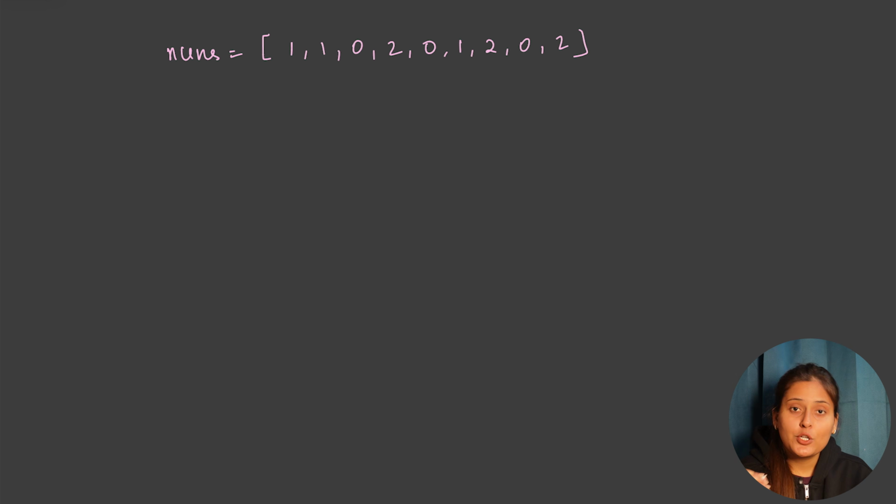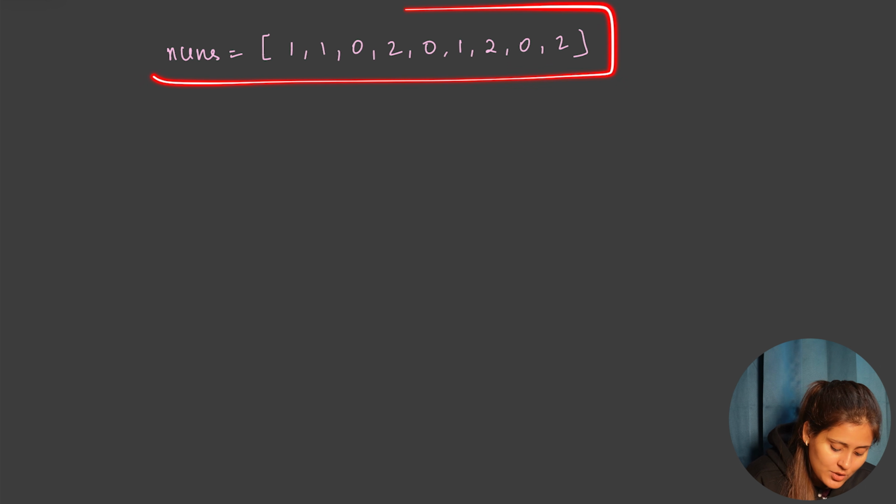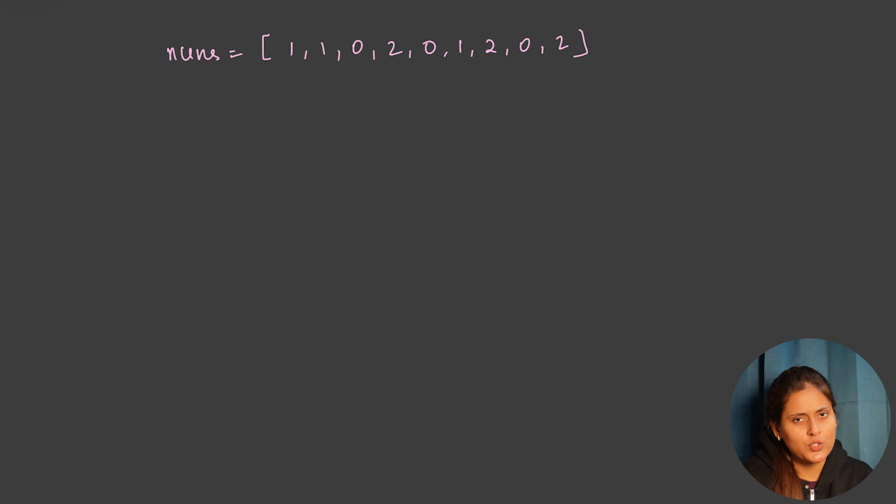Now let's discuss the more optimized solution, which is one pass, meaning exactly O(n). So let's write the input first. Here is our input and our task is to sort it without using a sorting algorithm. Whenever we talk about a more optimized way, we always think about the patterns here.